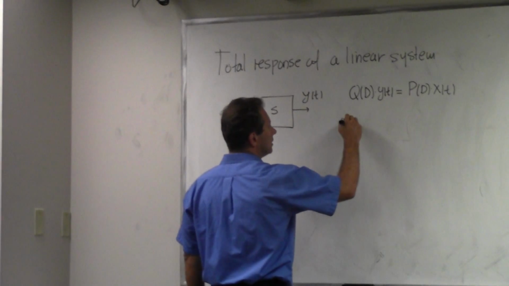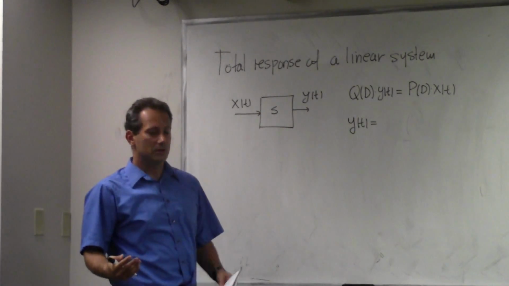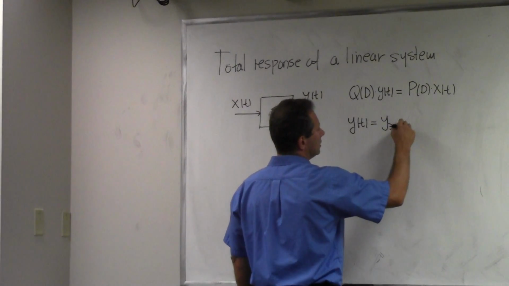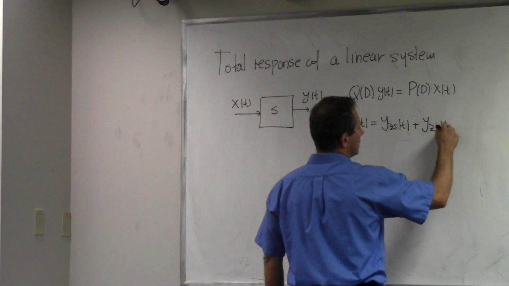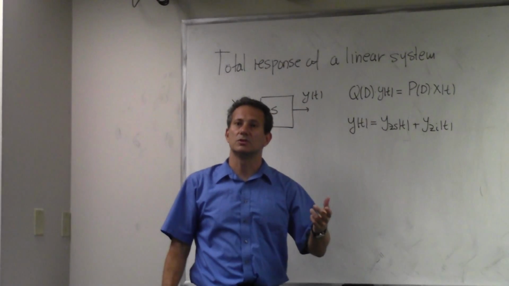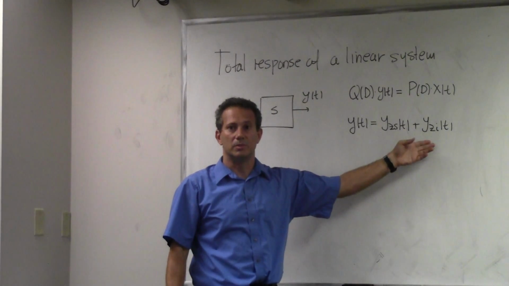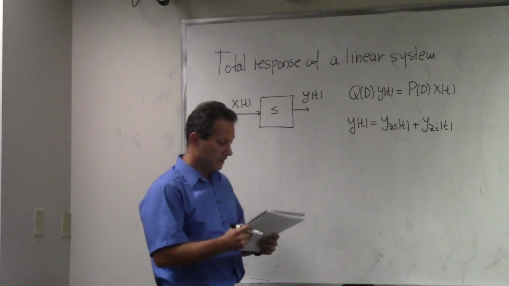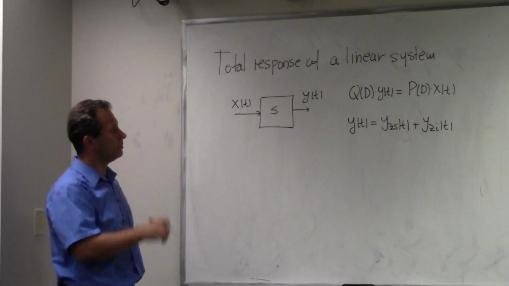And we know that the output of the system y of t is going to consist of two components. One is the zero state response, y zs of t, and the other is y zi of t. Zero state response is the response to the x of t, assuming that the initial conditions were zero, the system was relaxed. And y zi of t is the zero input response, meaning the response to the initial conditions alone. And then the sum of the two will give us the total response of the system. So we already have all the pieces.